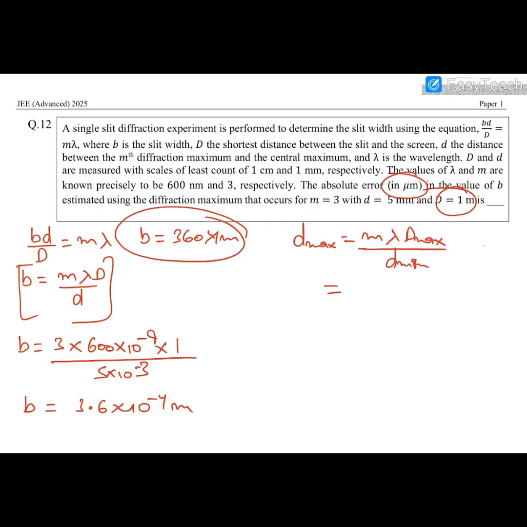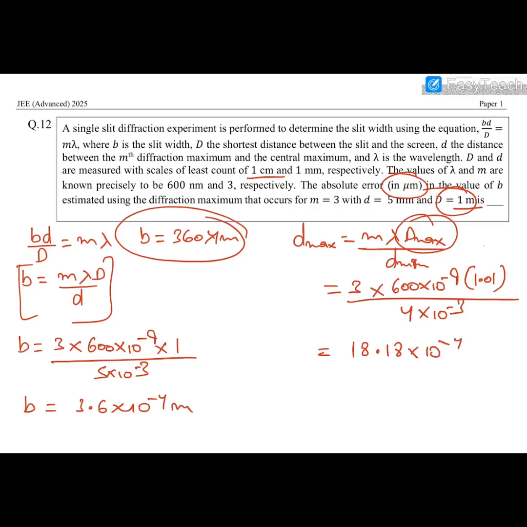So m is 5, in fact m is 3, and lambda is 600 nanometer, 10 to the power minus 9, and this d max will be 1 plus 0.01, so it would be 1.01 meter, divided by d minimum would be 4 mm, 4 into 10 to the power minus 3. So this would be 18.18 into 10 to the power minus 4 divided by 4, and this would be 4.54 into 10 to the power minus 4.